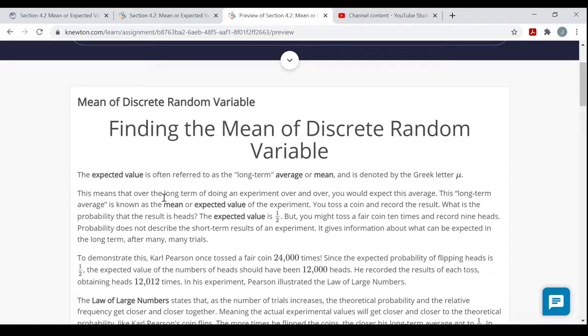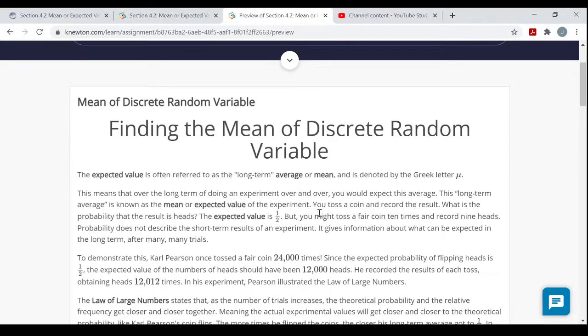All right, this long-term average. This means that over the long term of doing an experiment over and over again, you would expect this average. If you did an experiment over and over and over again, you'd expect the average of all those outcomes to be close to this mu, right? This mean value. So this long-term average is known as the mean or expected value of the experiment.